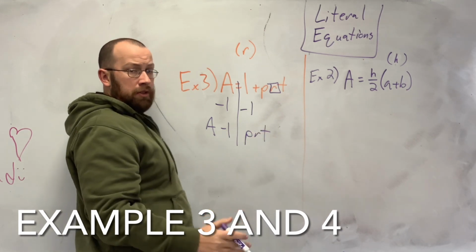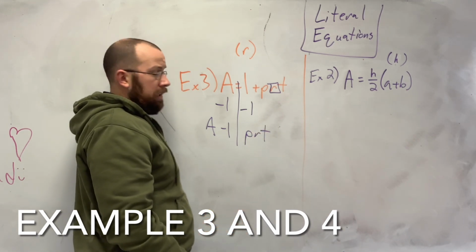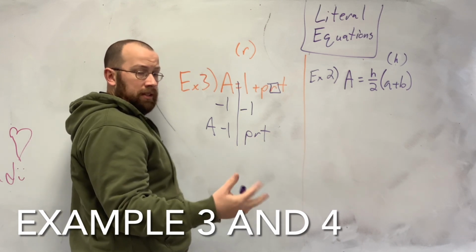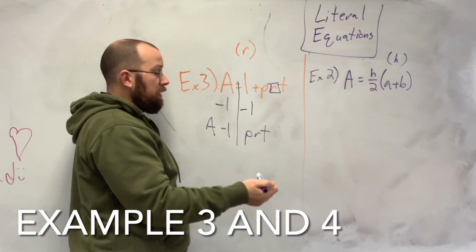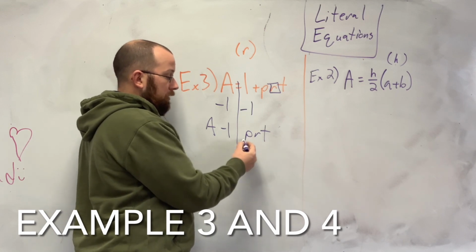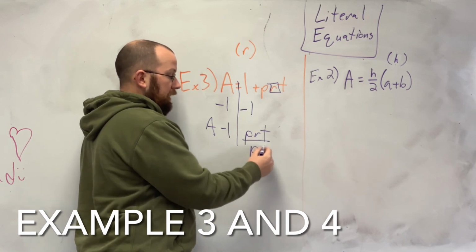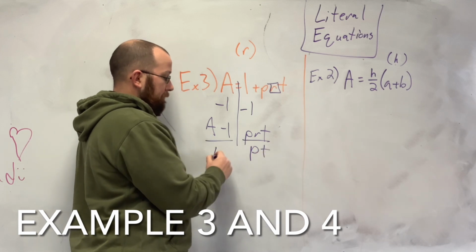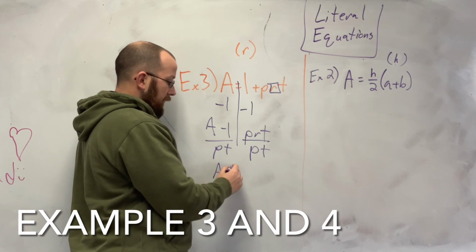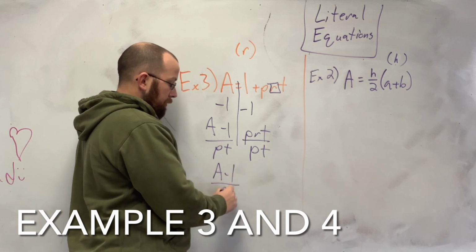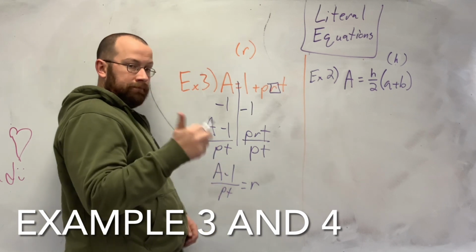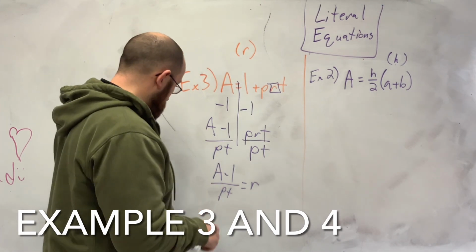Now this is what usually gets people really messed up. All right, think of the p and the t both as coefficients. They're both being done the same thing, so get rid of them at the same time. They're both being multiplied by the r. So all I have to do is divide both at the same time. So then that gives me a minus 1 over pt equals r. And that's how you do that one.